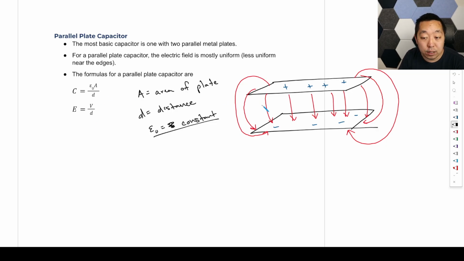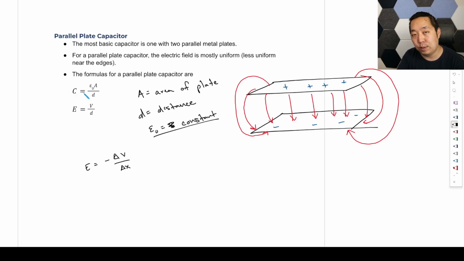The electric field is also given by the potential difference divided by the distance. If you remember the negative change in potential over the distance, the distance is D. It turns out that it is actually just straight up this ratio here, even though that's not true for any other capacitor besides the parallel plate capacitor.